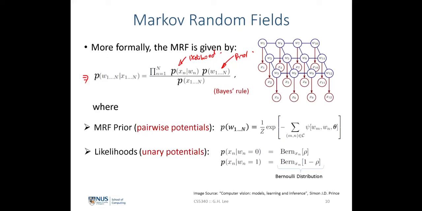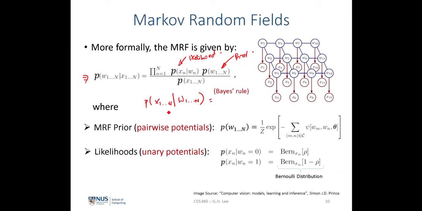We can further see from the graphical model that the likelihood term, which is supposed to be written in this particular way, x1 to xn conditioned upon w1 all the way to wn, factorizes into independent terms, because we can see that there is no link between x1 and all the other observed random variables.